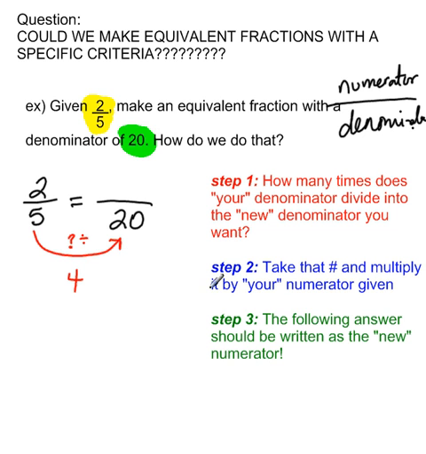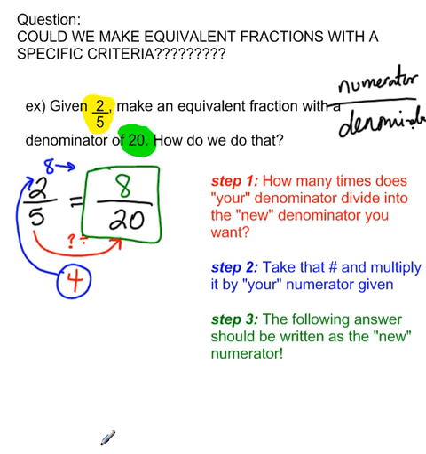Now what do you do? Step 2, take that number, which was here, and multiply it by your numerator, the one that you had. 4 times 2 is 8. So what do we do with this 8? Step 3 says the following answer should be written as the new numerator. There is our equivalent fraction. All right, let's go again.